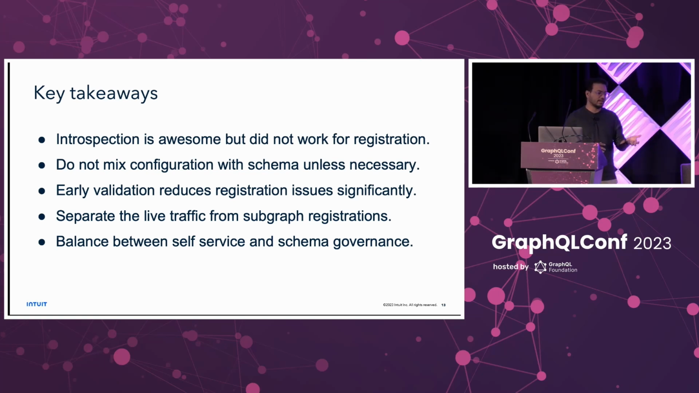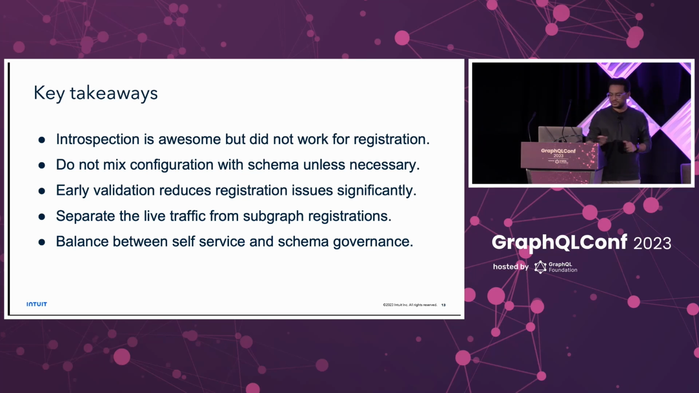Like I mentioned, early validation, local validation reduces the registration issues significantly. We were hardly able to see any registration issues while the subgraphs are deployed, maybe once or twice in 6 months, separating the live traffic from the subgraph registration.